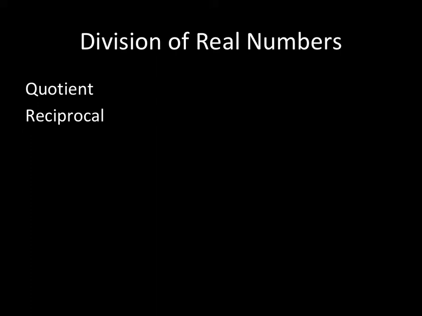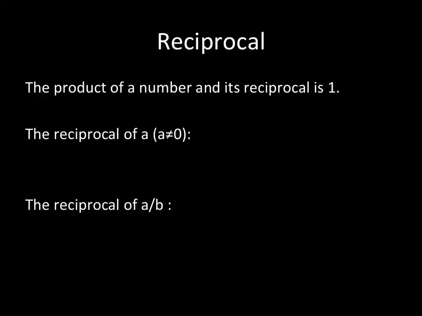So if I were to divide 10 by 2, the answer is 5. So our quotient of 10 and 2 is 5. Reciprocal we'll go through in the next slide. When talking about reciprocals, there's a really important property. It just states that the product of a number and its reciprocal is 1.